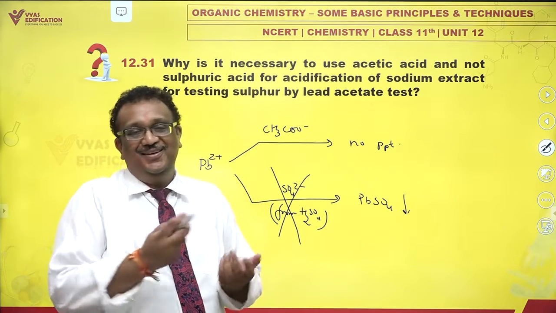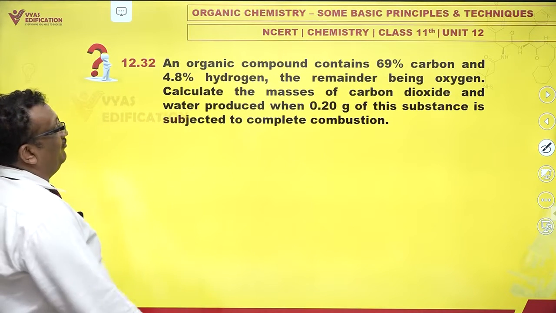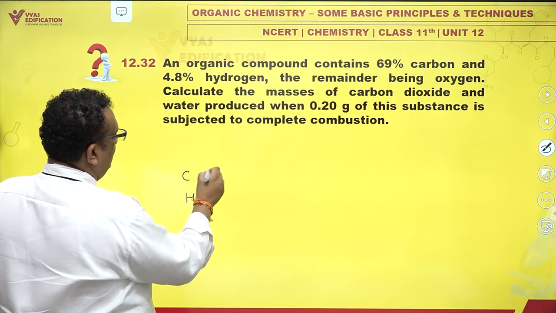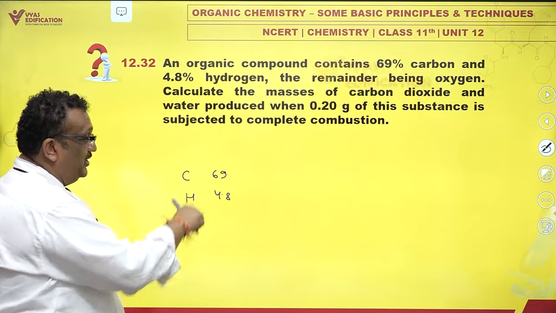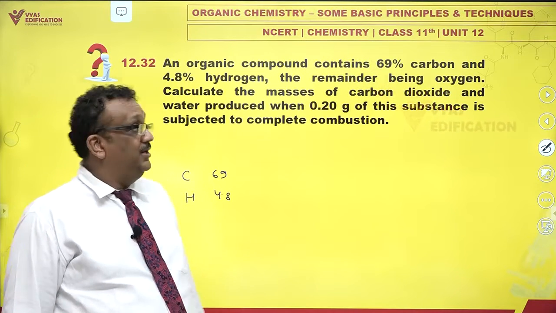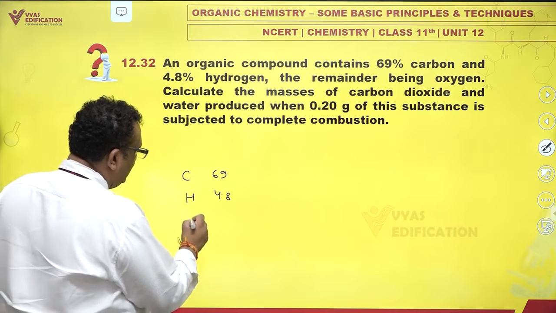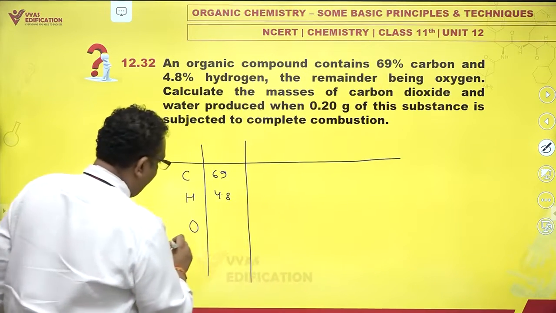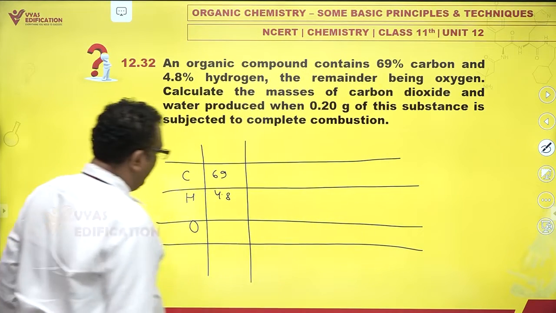Right? That's why. An organic compound contains 69% carbon and 4.8% hydrogen. So you have carbon and hydrogen, 69 and 4.8%. Now please note, this is not adding up to 100%. And the remainder being oxygen. So the remainder is oxygen. Very interesting and very good. Let's see what luck has in store for us.